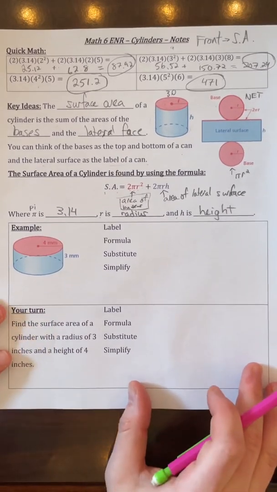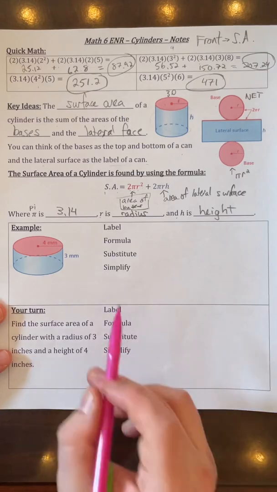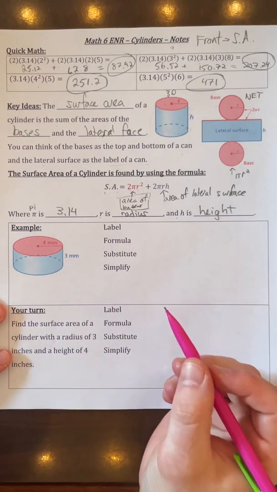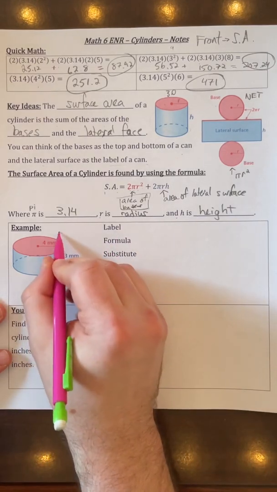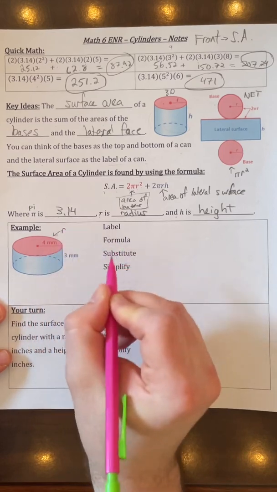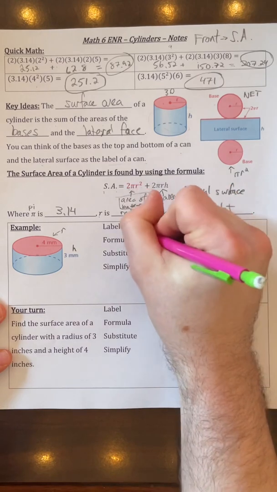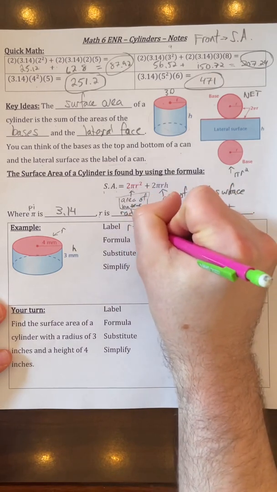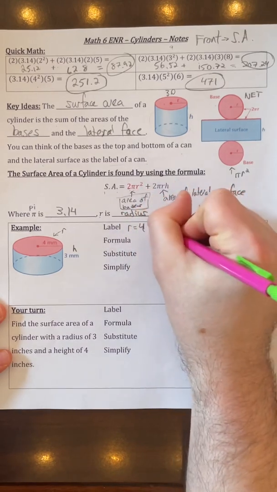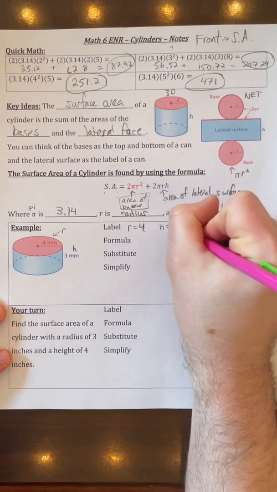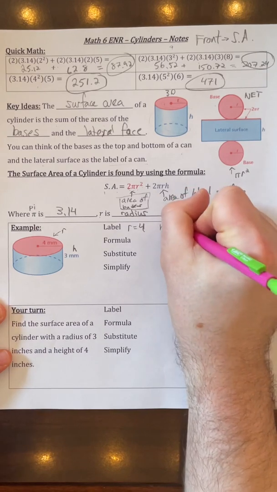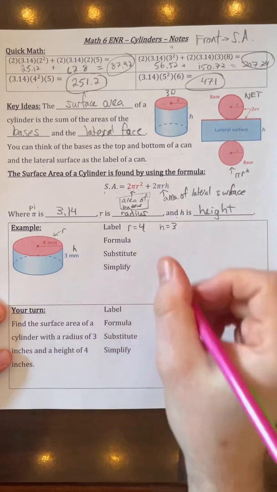So now in that first example, same steps as always. We want to make sure we can label. Well, what do we need to label? This is going to be r and this is going to be h. So our radius for this one is 4 and our height for this cylinder is 3. Make sure we can write that formula.